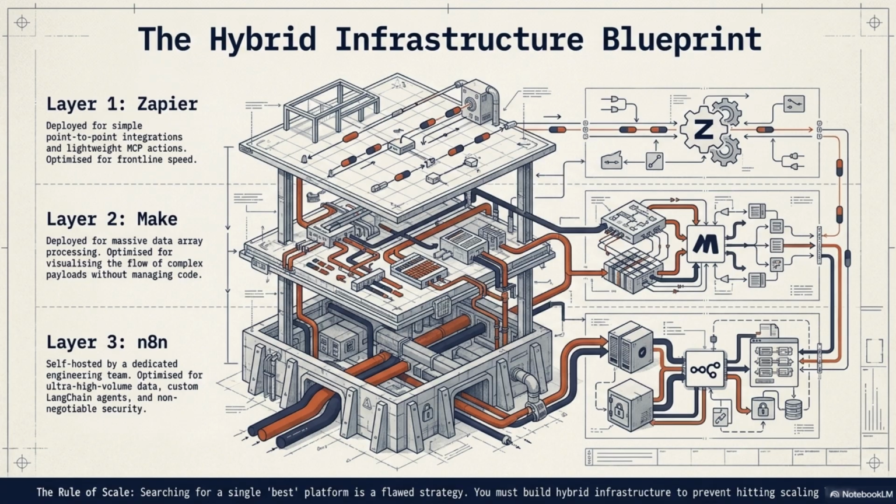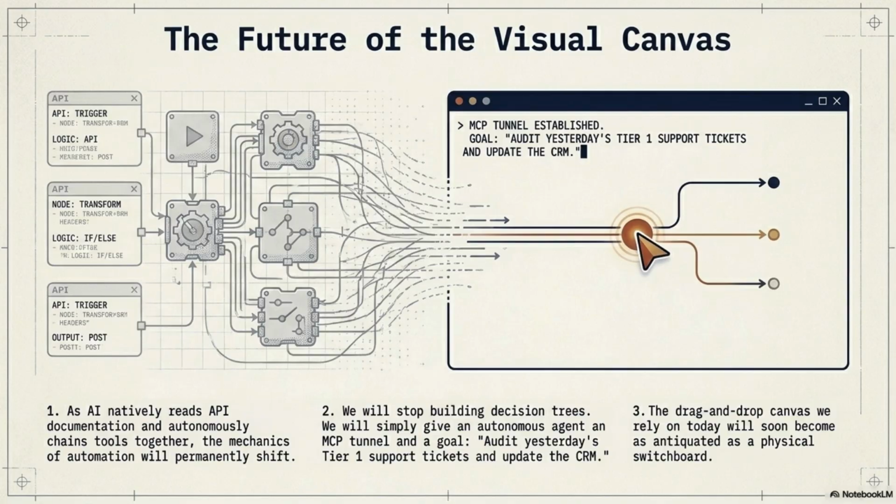Exactly. We are rapidly approaching a reality where you won't build a visual flowchart at all. You will simply give an autonomous agent a secure MCP tunnel and a goal like audit all Tier 1 support tickets from yesterday and update the corresponding CRM records. And the AI will dynamically construct, execute, and troubleshoot the required API calls entirely in the background. The drag-and-drop canvas might soon look as antiquated as a physical switchboard. It's a wild thought to mull over.